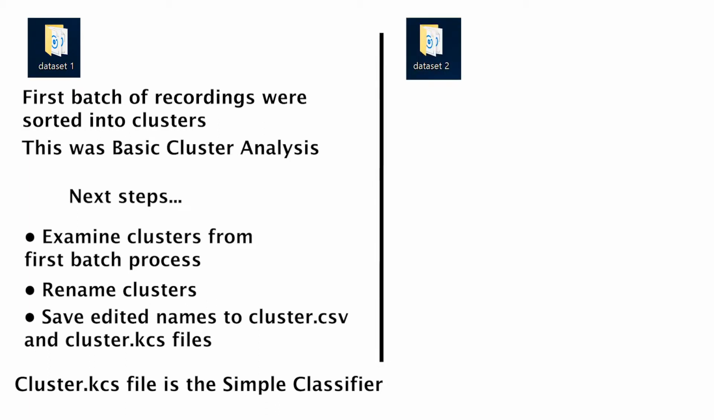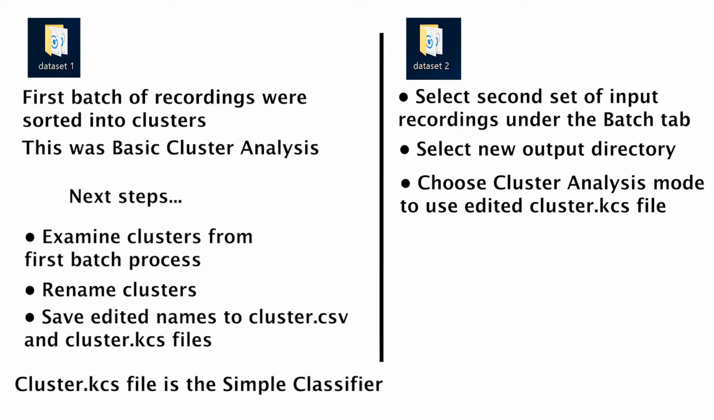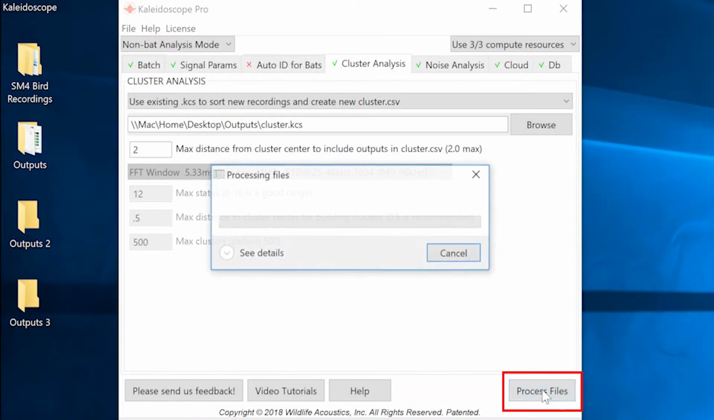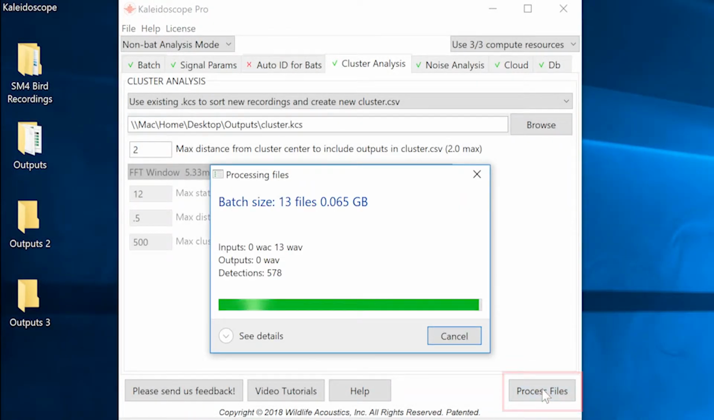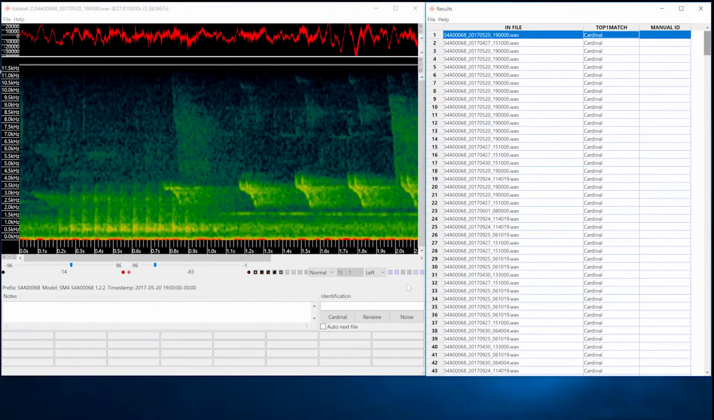What I have now done is selected the new batch of input files, and I've set the cluster analysis mode to use the edited .kcs file as a classifier. My goal is to sort the vocalizations in the new batch of input files using the simple classifier I created based on the first batch of files. I'll press the Process Files button, and Kaleidoscope Pro analyzes the second set of files using the cluster.kcs simple classifier. Once the process is complete, the Viewer and Results window open.